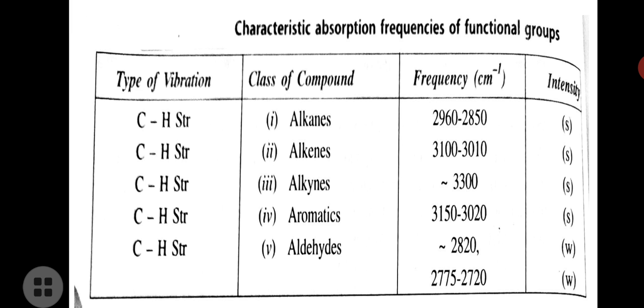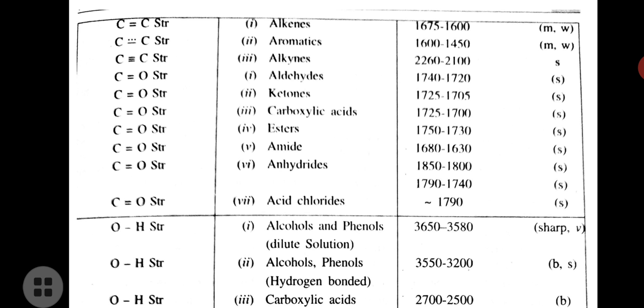So today we discussed first the important regions of the infrared spectrum, that is the functional group region and fingerprint region, and then in the later part we discussed how we can interpret an infrared spectrum.